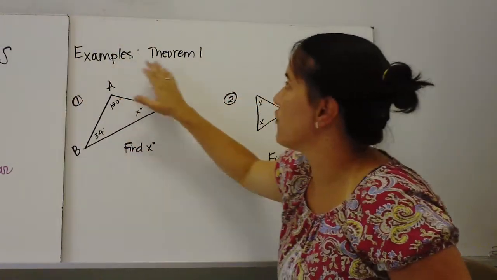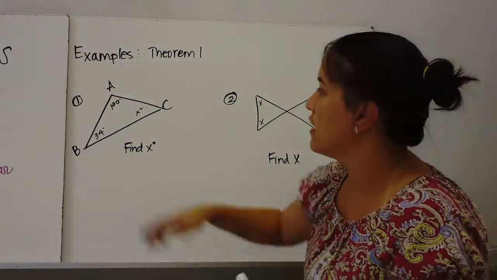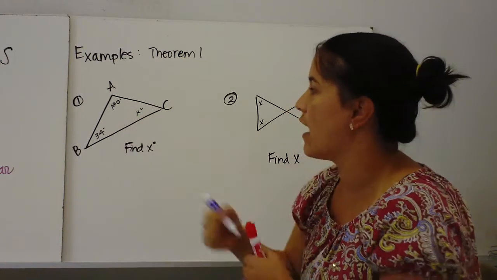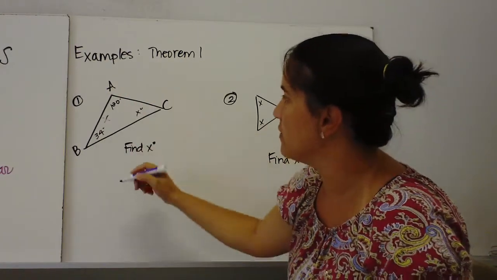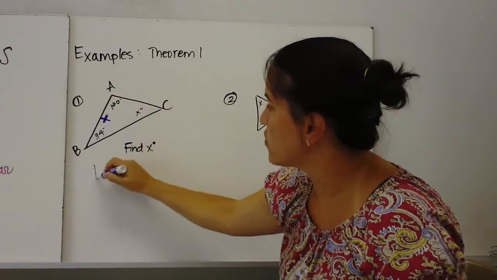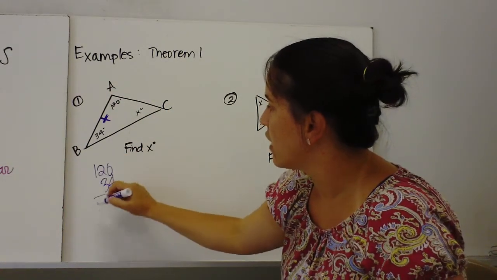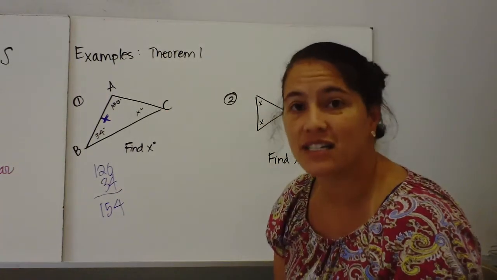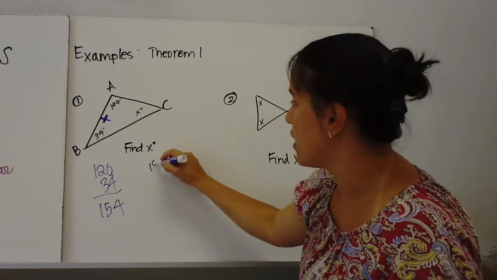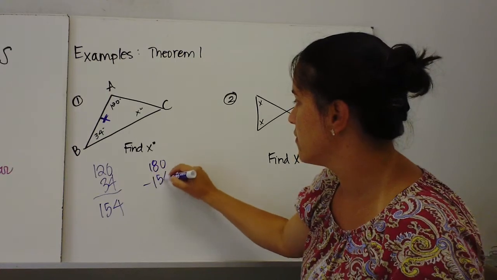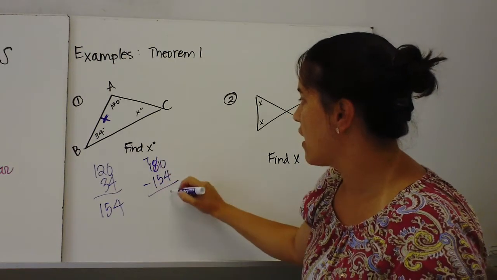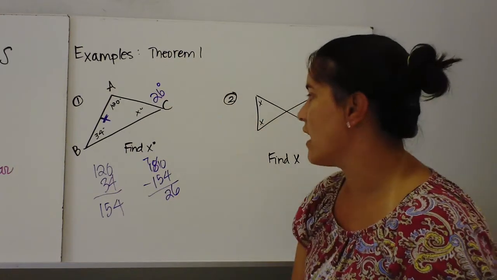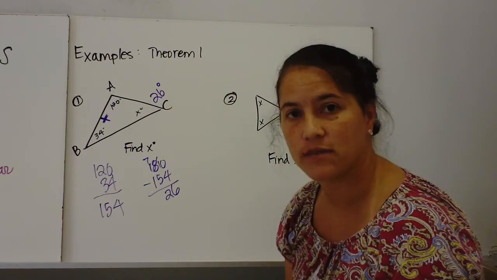Alright, so a few examples for theorem 1. Here's a triangle with 3 angles, and I want you to find x. So you know that you can add these two together, 120 plus 34, and you get 154. So in order to find that missing angle, you would then have to take it away from 180, and you would get 26 degrees. So angle x is 26 degrees.